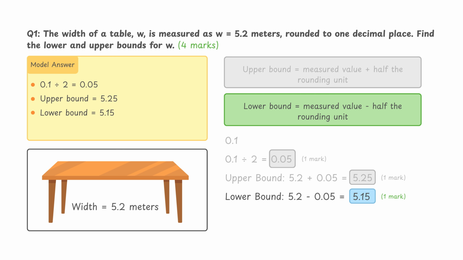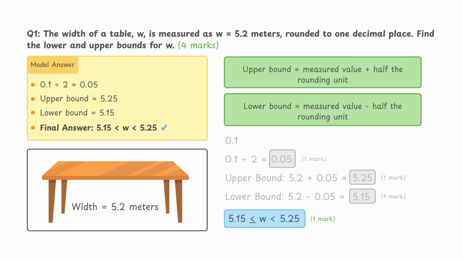Now we write the final answer as an inequality. 5.15 is less than or equal to W, which is less than 5.25. This earns the final mark. So remember the full process. Identify the rounding unit, divide it by 2, then add to get the upper bound, and subtract to get the lower bound. This method will help you solve any limits of accuracy question with confidence.